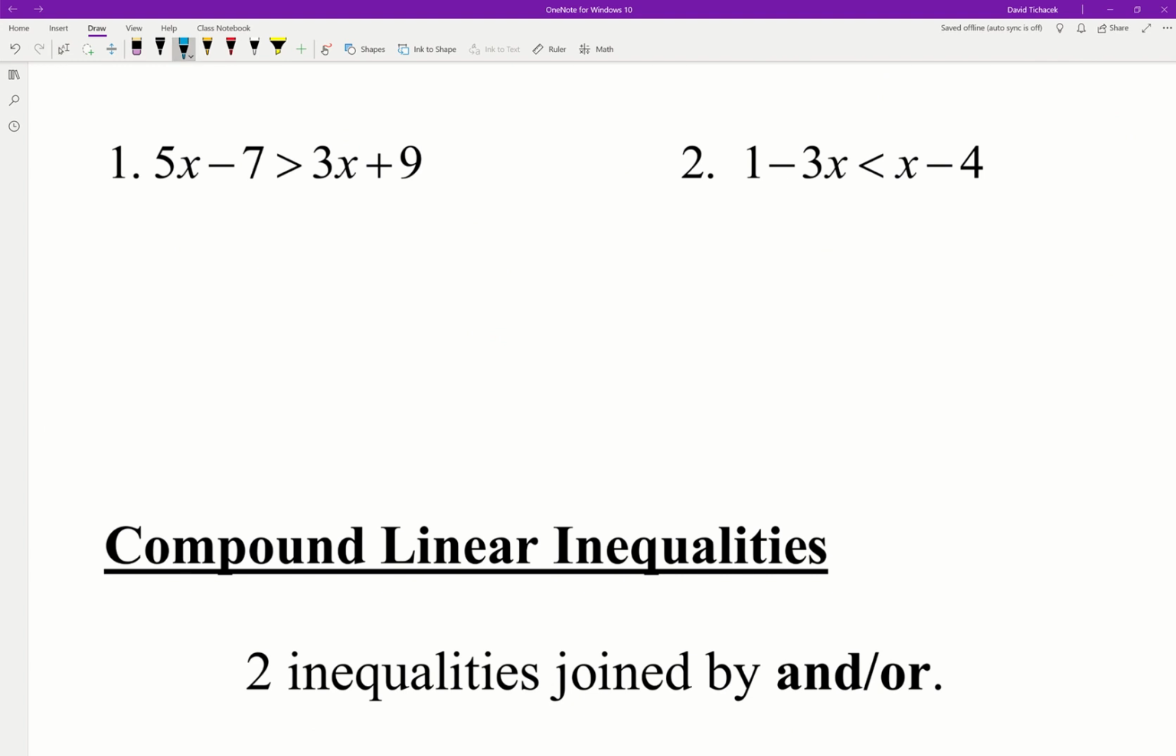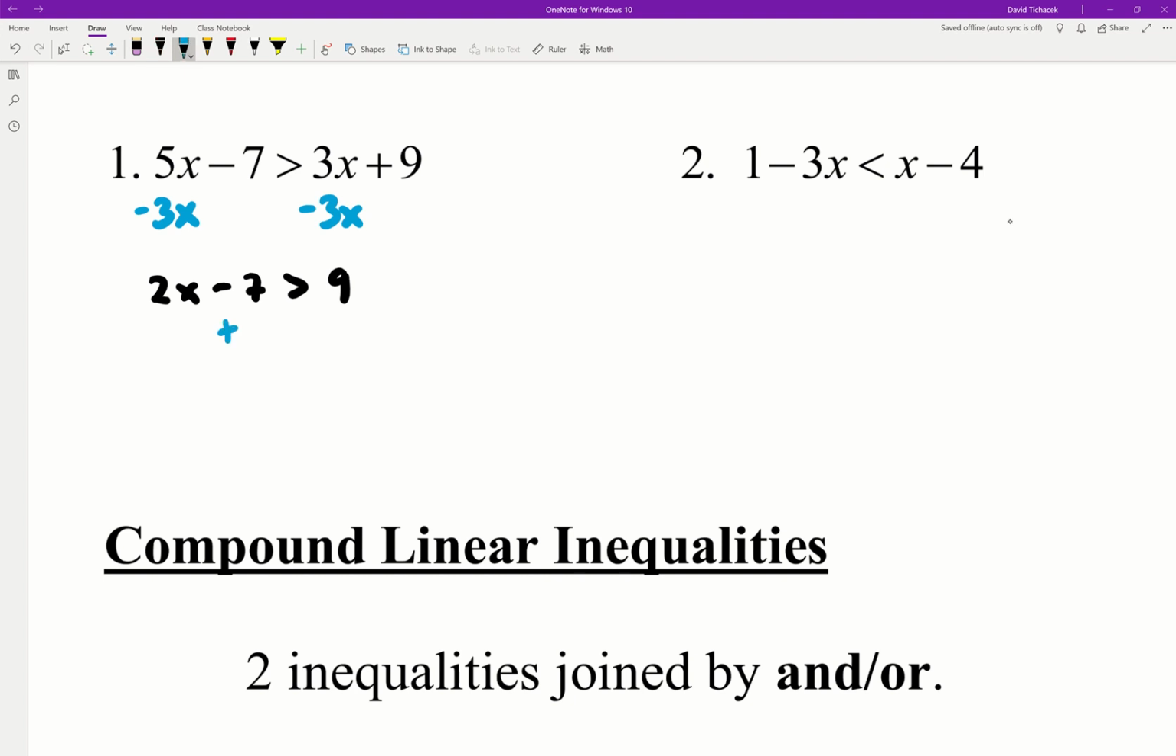Again, these get solved exactly like linear equations, okay? So I might start this process by subtracting 3 from both sides. That's going to give us 2x minus 7 is greater than +9. I did not change the direction of my inequality, because when I subtract 3x from both sides, that doesn't change the sign of numbers. It's only multiplying by a negative and dividing by a negative that we need to be concerned with here, okay?